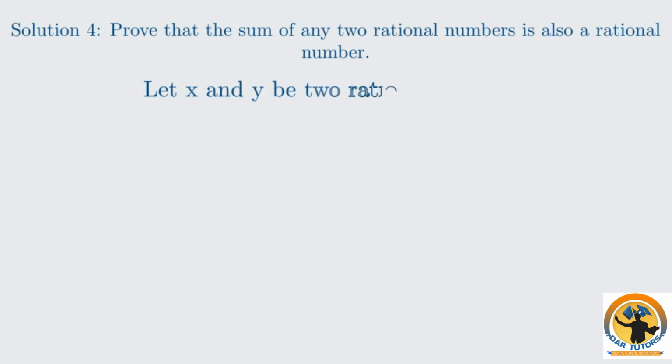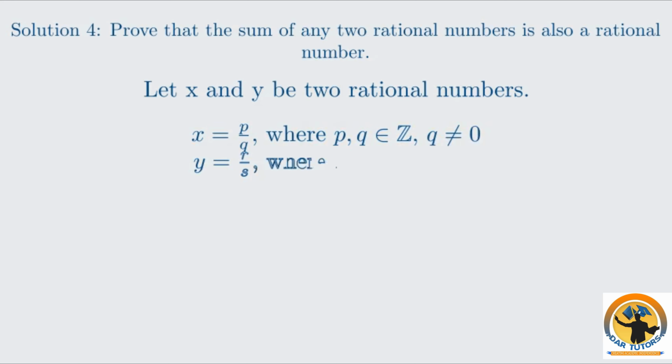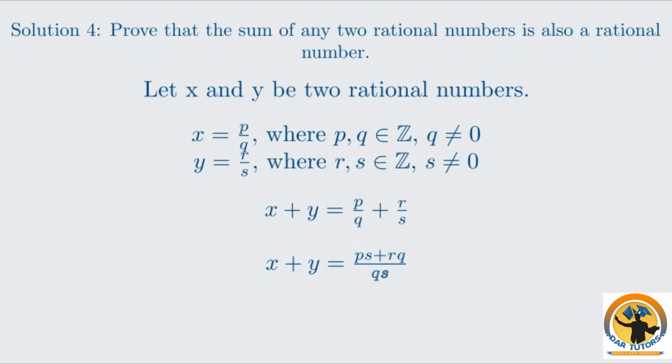Let's take two rational numbers, x and y. By definition, we can write x as p over q and y as r over s, where p, q, r, s are integers, and q and s are not 0. So x equals p over q, and y equals r over s. Now, let's find their sum, x plus y. x plus y equals p over q plus r over s. To add these fractions, we find a common denominator, which is q times s. This gives us (ps plus rq) over qs.